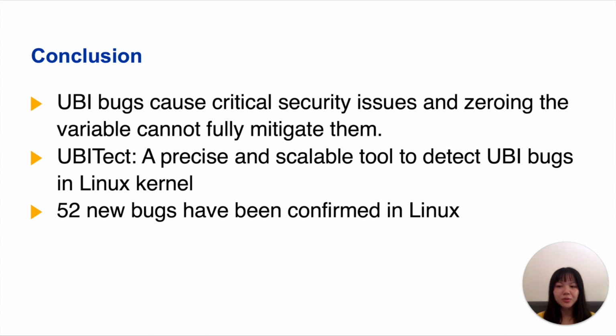Now let's conclude the work. First, UB bugs cause critical security issues, and zeroing the variable cannot fully mitigate them in the kernel. Second, we propose the UBITect approach, which is a precise and scalable tool to detect UB bugs in the Linux kernel. Finally, we got 52 new bugs confirmed in Linux.